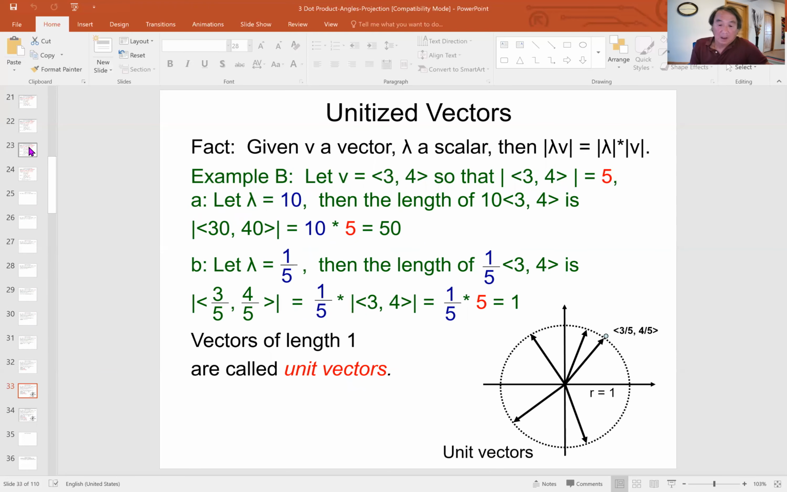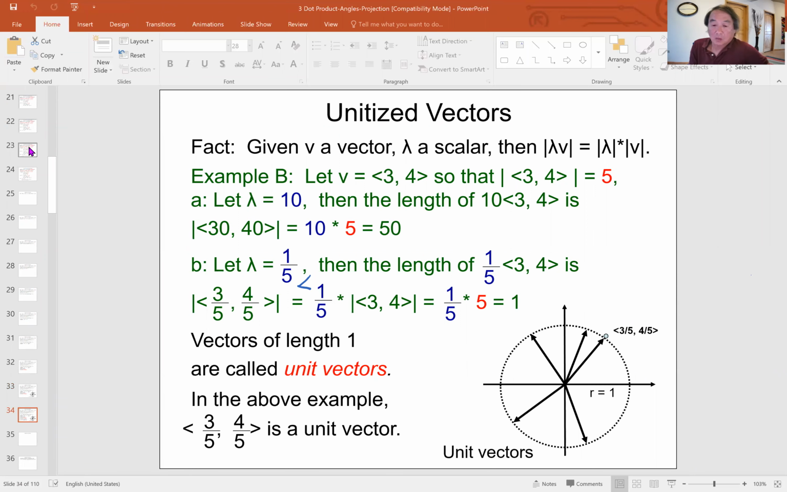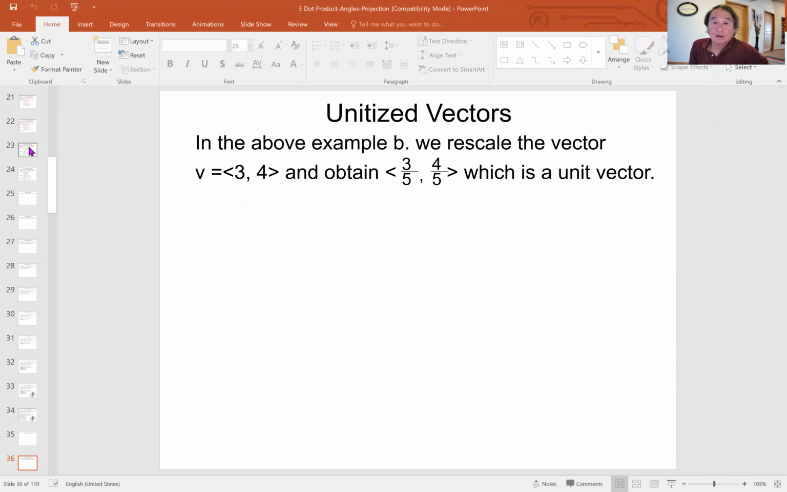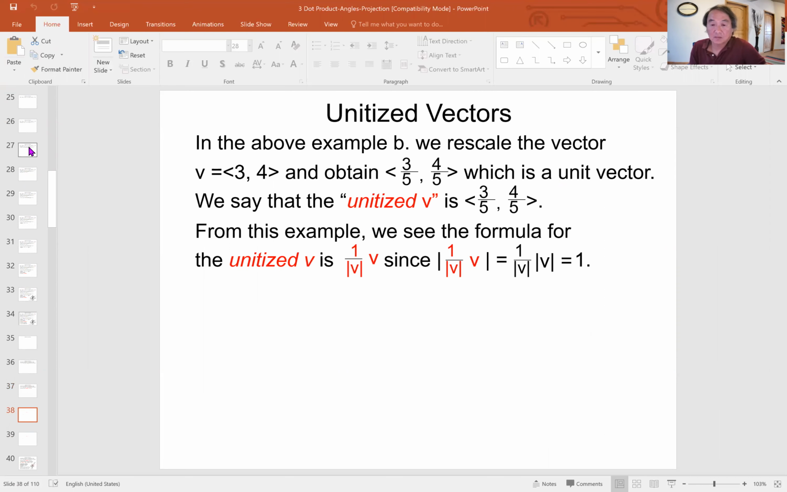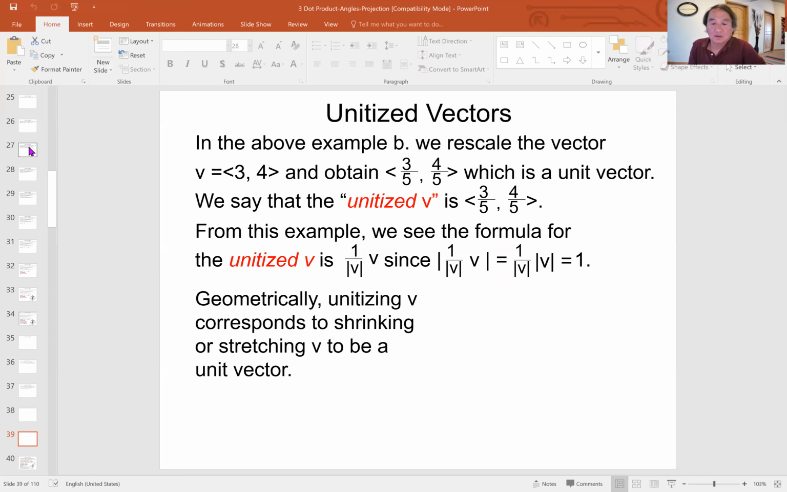And a length 1 vector is called a unit vector again. The word unit means length 1. So in this case, if we divide the vector v by its length 5, we obtain the vector (3/5, 4/5), whose length is 1. We call (3/5, 4/5) the unitized v. And here's the picture. In general, this is how we unitize: we just multiply by the reciprocal of the length, or divide by the length, whichever way you want to see it.